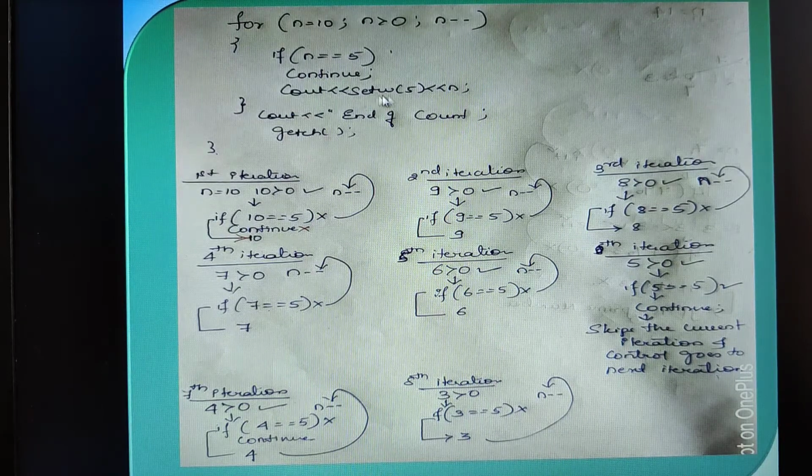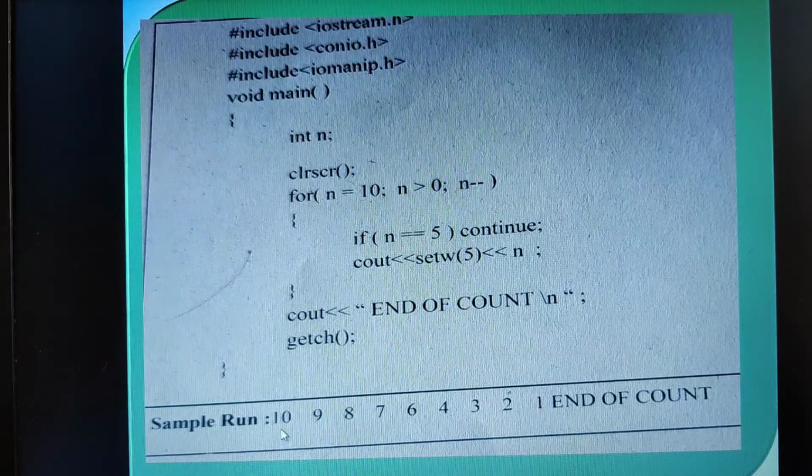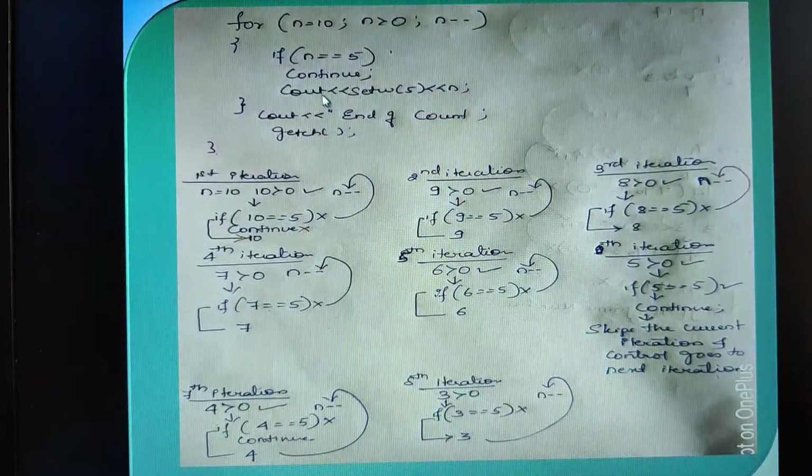What is there in the next statement? It is printing the value of n, so 10 is printed. Therefore in the output we got 10 printed here. After that, again the control iterates because we are still within the for loop. The condition is true, right?